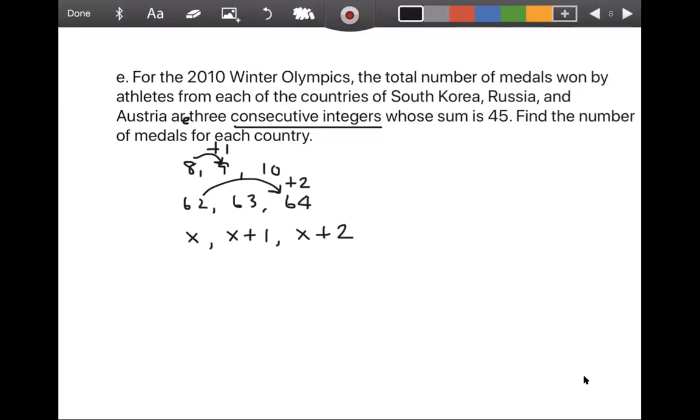Okay, because they wrote the countries in the order South Korea, Russia, and Austria, I'm going to assume that South Korea won the fewest and Austria won the most. At least that's how they should have written it. So we're using x to stand for the number of medals won by South Korea.